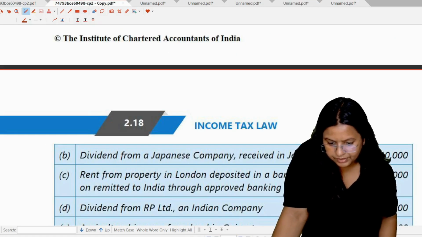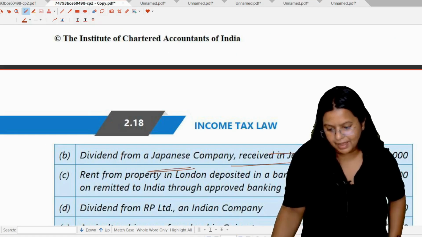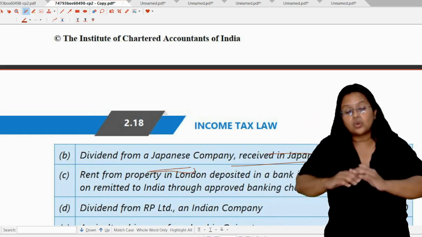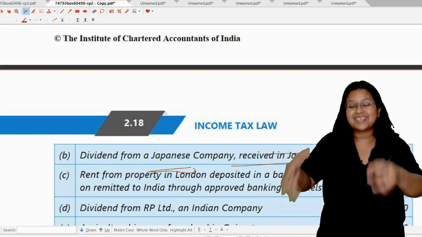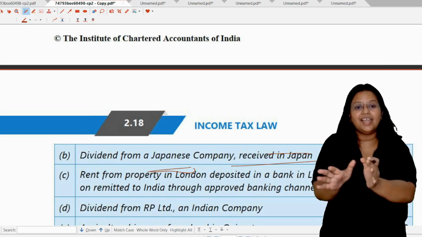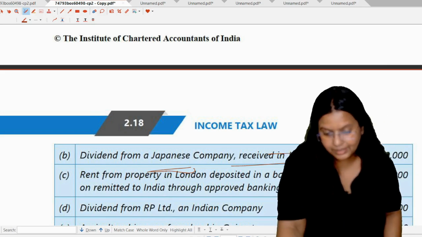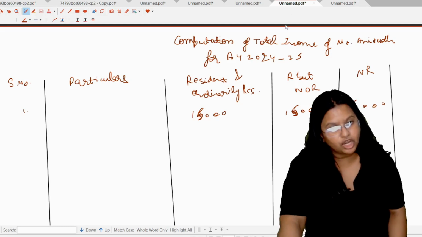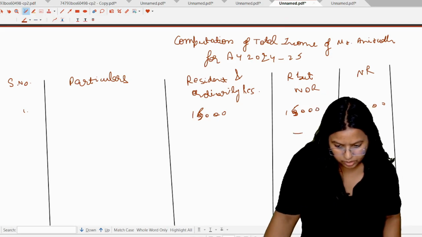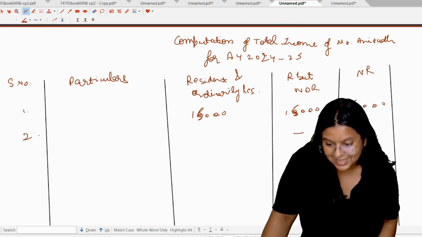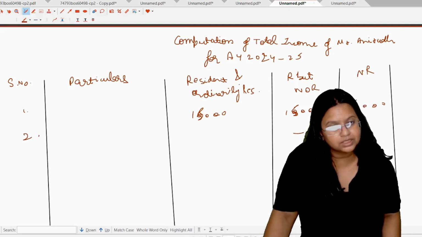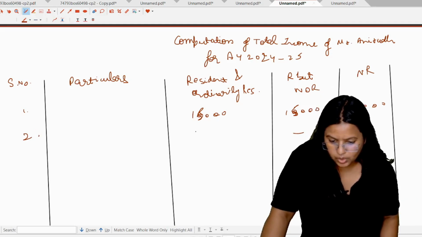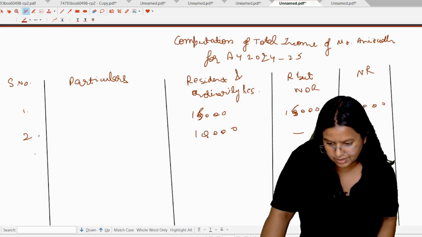Next point, dividends from a Japanese company received in Japan. It means no income source, no accrual point, no receivable point, not any kind of point in India. So students, this income will not be taxable for NR and this income will not be taxable for NOR. But as every income is taxable for a resident and ordinary resident, this income will be taxable for this person.